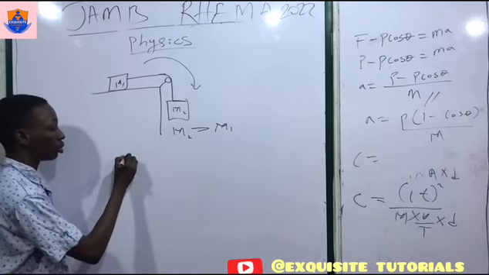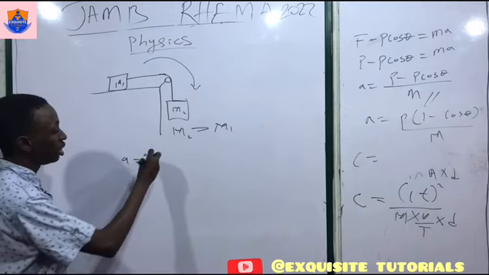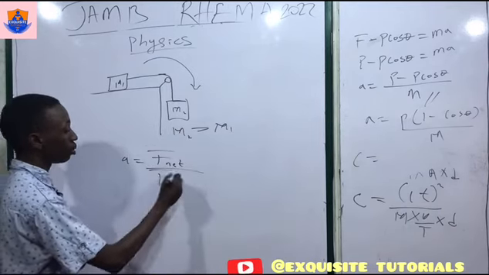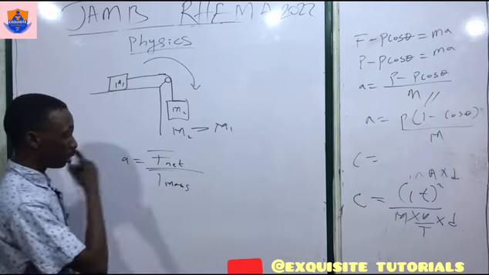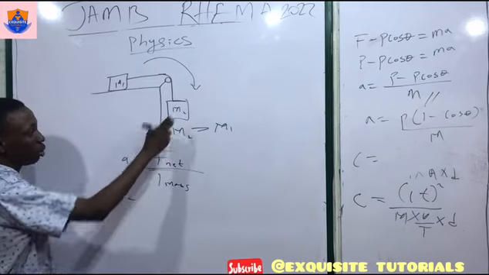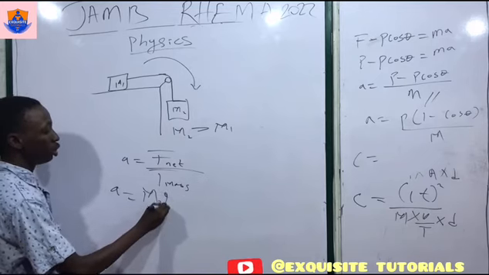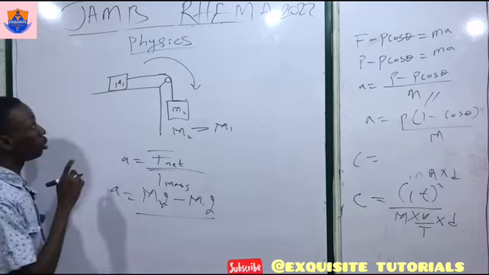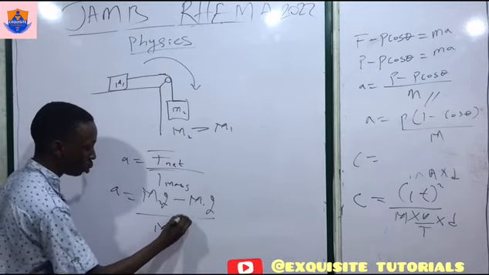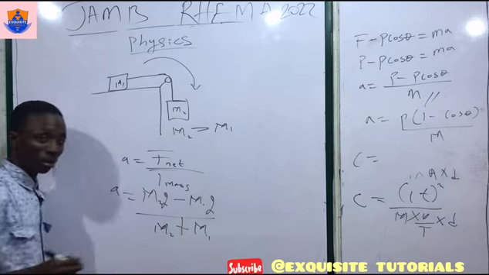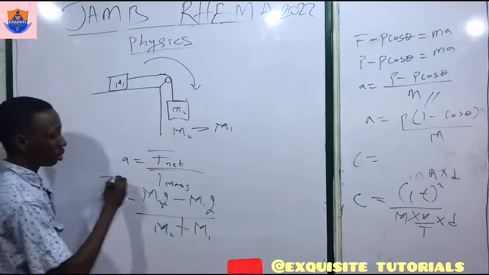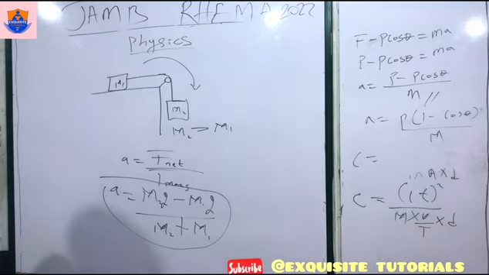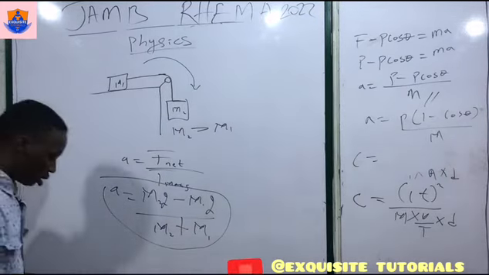Now the acceleration is equal to the net force over the total mass. So the net force will be m2g minus m1g, over the total mass, which is m2 plus m1. This will be the total acceleration acting on the pulley.